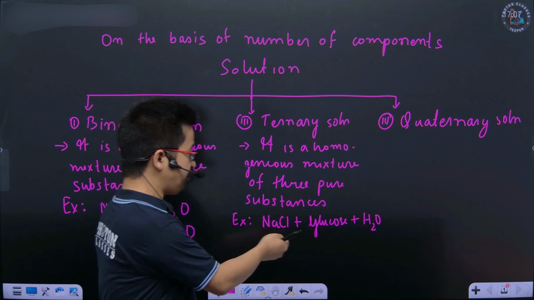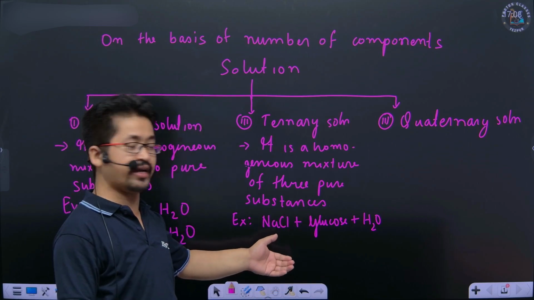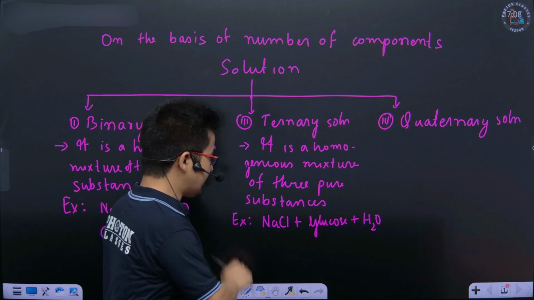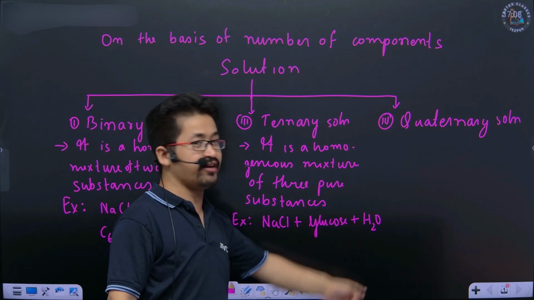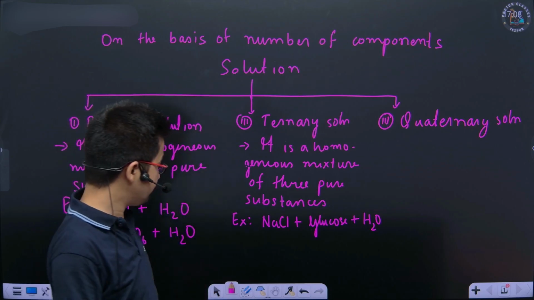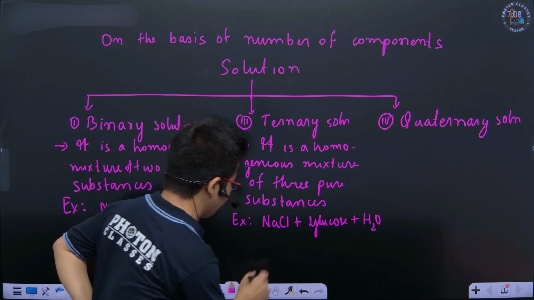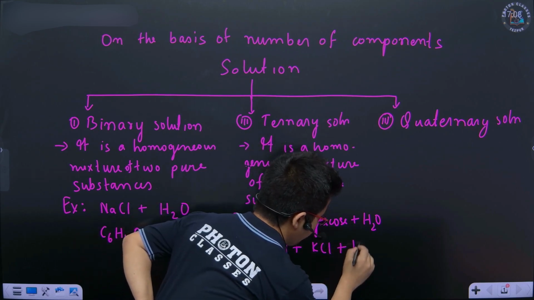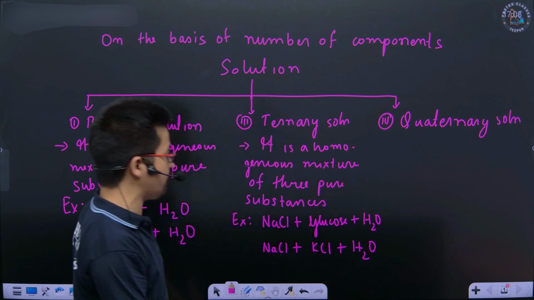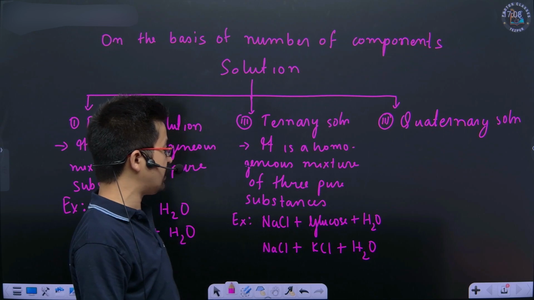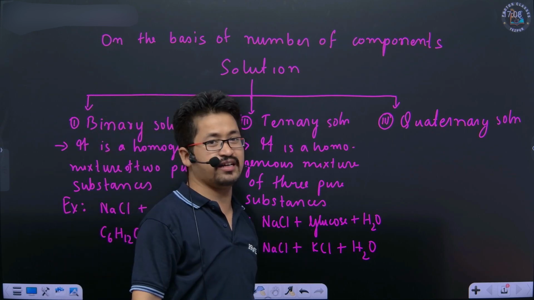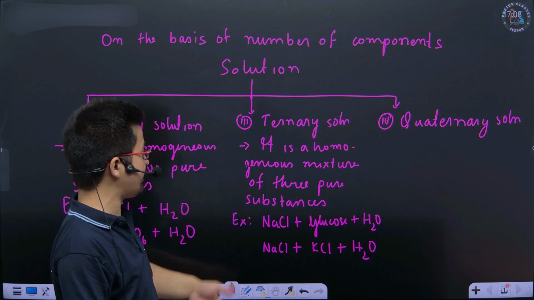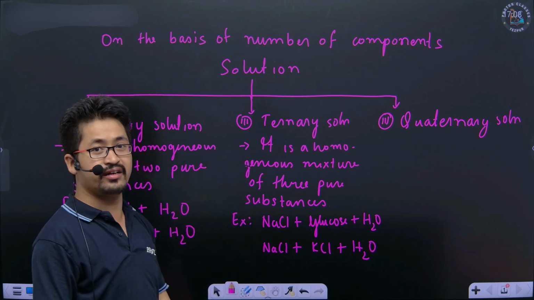So in a solution there can be more than one solute, but the solvent will be only one. Here NaCl and glucose are the solutes and water is the solvent. Similarly, you can take another example: NaCl plus KCl plus H2O. NaCl and KCl are both salts and they dissolve in water, so both are solutes and water is the solvent. In this way we can take many more examples for the ternary solution.